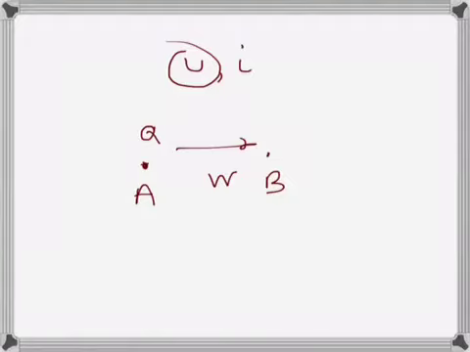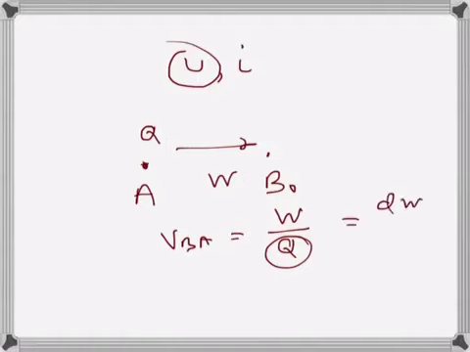Whenever we talk about potential or voltage, they are the same. It's about potential difference or voltage difference. So the potential of B with respect to A, or potential BA, is equal to W over Q, where W is the work done to move this amount of charge. If we write it in terms of differentials, we can write dW over dQ.